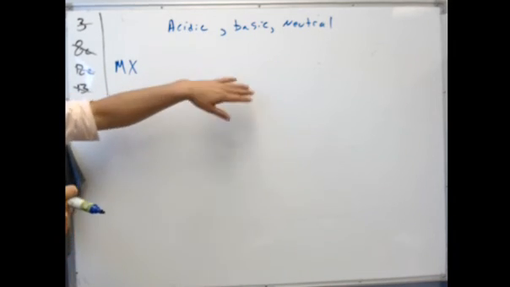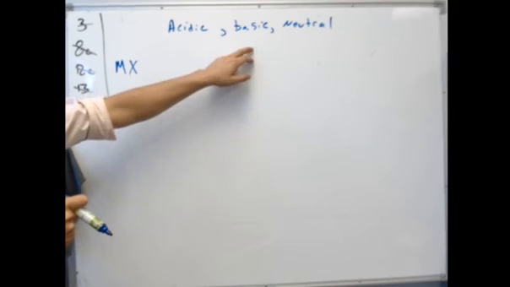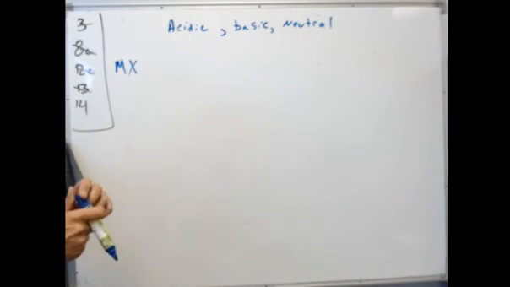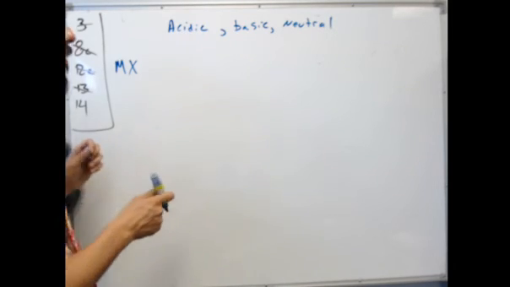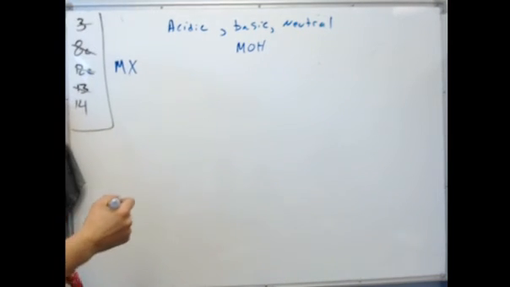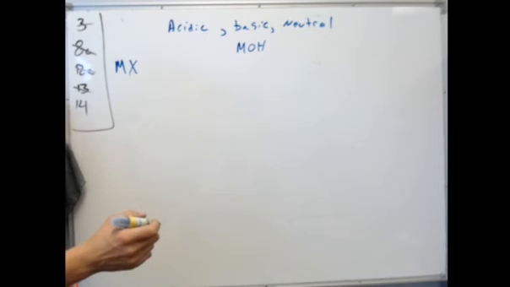Let's do basic solution first. Basic solution is pretty easy to do. What's the simplest example of a salt that would make a basic solution? Anything with hydroxide. All of our metal hydroxides would do that, right? What else would do it?